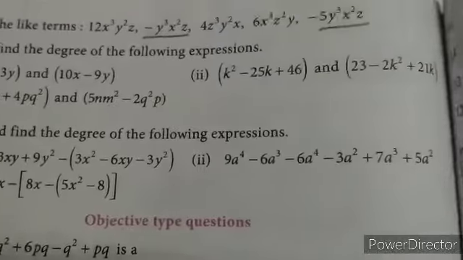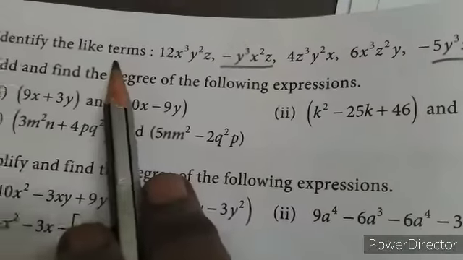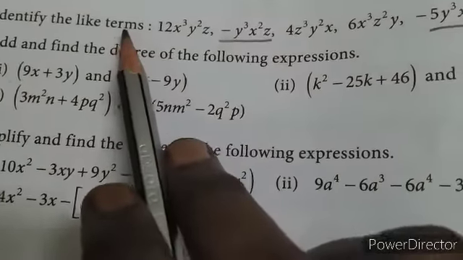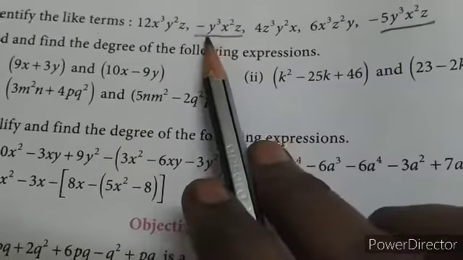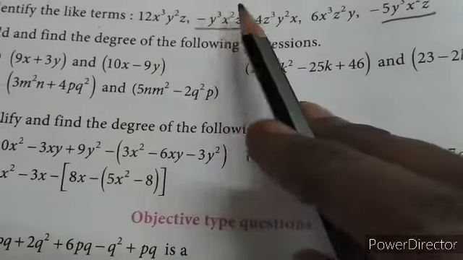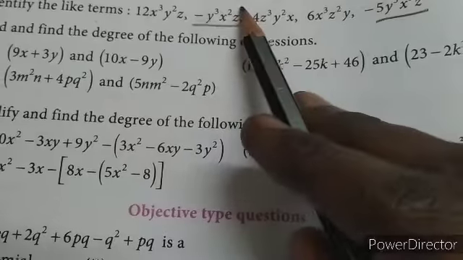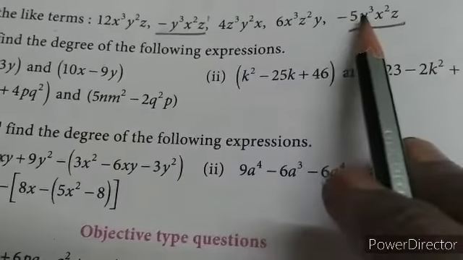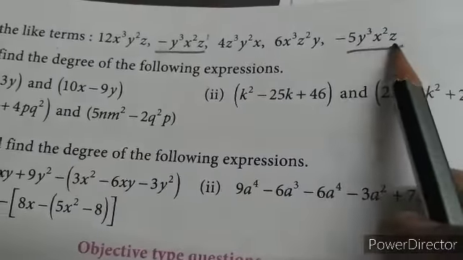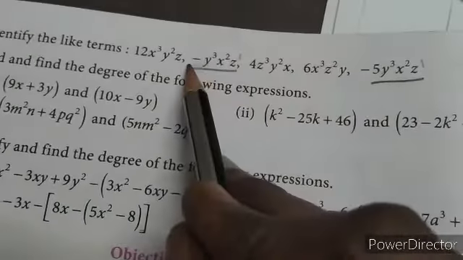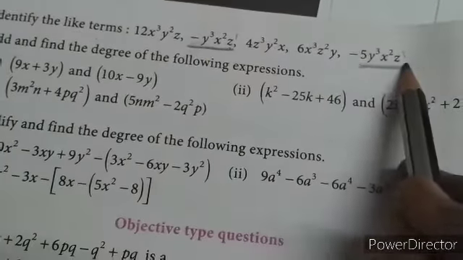Yes, here in question number 5, identify the like terms. What's the meaning of like terms? Terms having the same variable. Here it is y power 3, x power 2, z power 1. And here also y power 3, x power 2 and z power 1. So the like terms are these two terms.